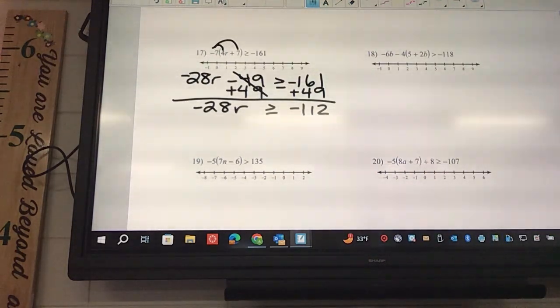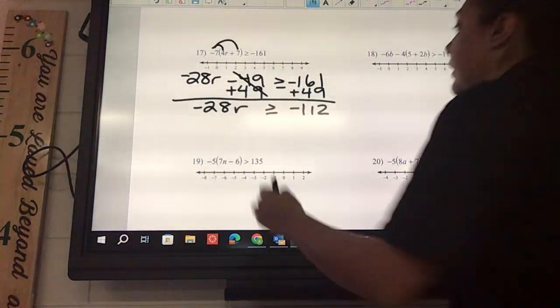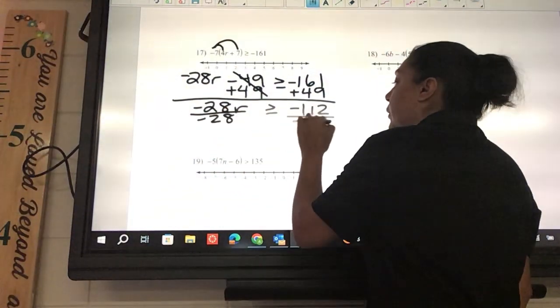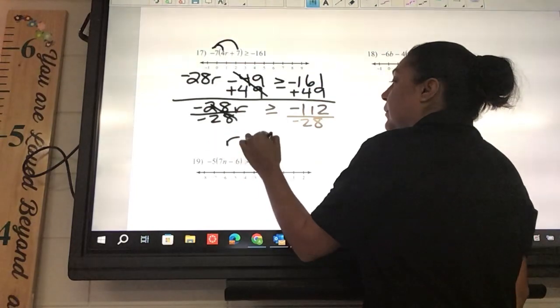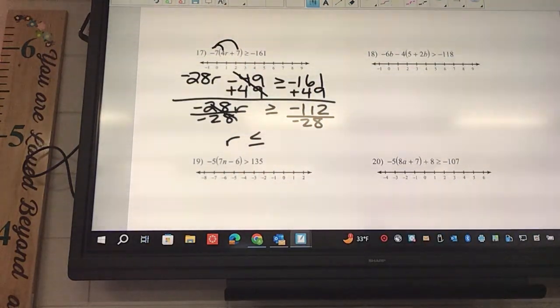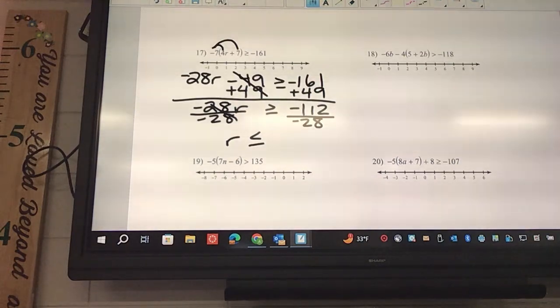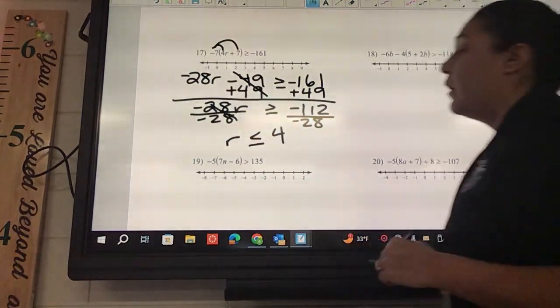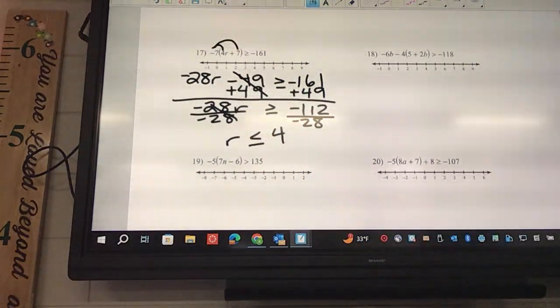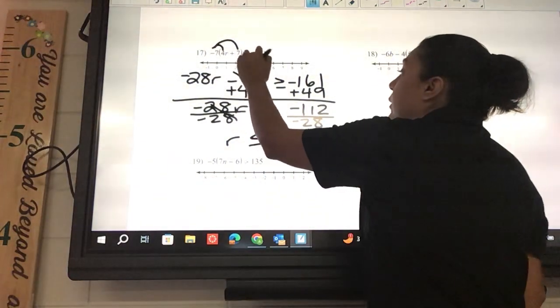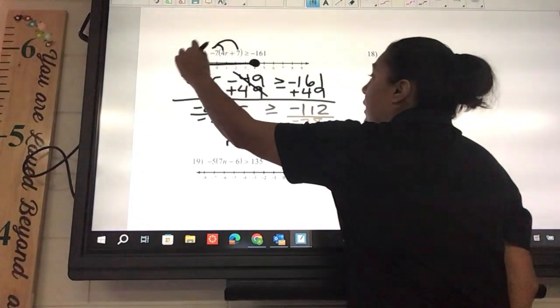Then what? Divide by negative 28. And flip. Yep, we do need to flip. What is negative 112 divided by negative 28? 4? Somebody agree with that? Yes. Okay. On the 4, should that be open or closed? Closed. Going which way? To the left.